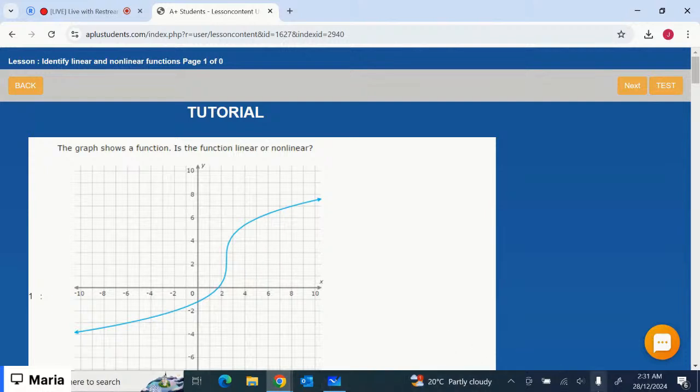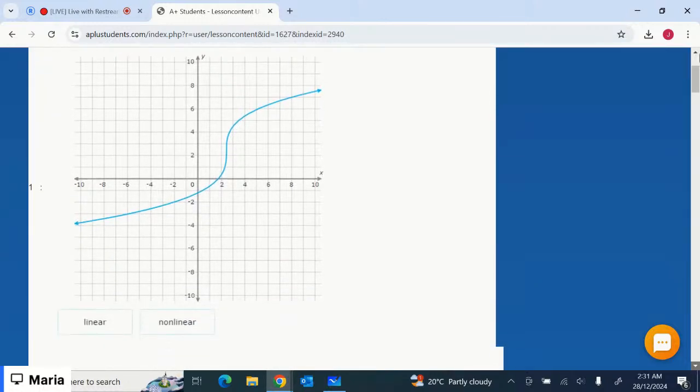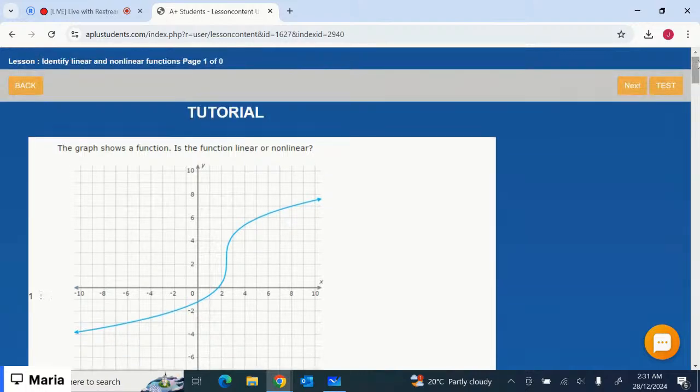That is not the linear function. The linear function has a straight line, right? So this is not the linear function. That is a non-linear function. Let's just start with the test questions.